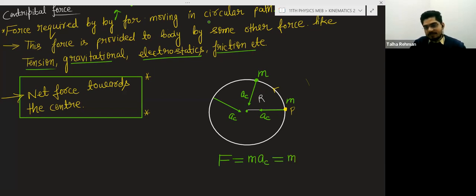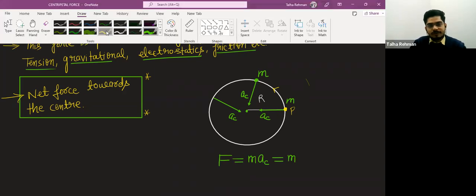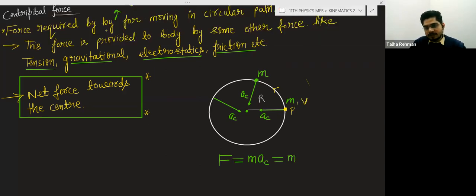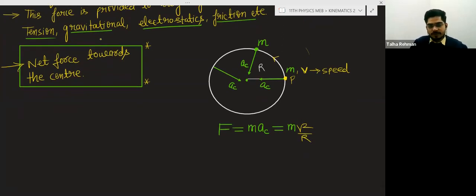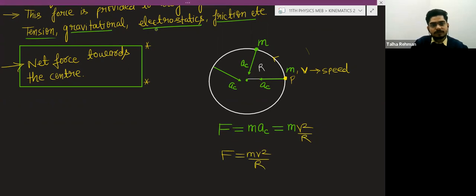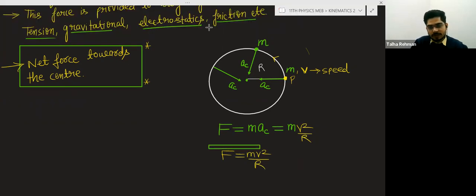And we know that this mass is moving with a constant velocity v. This is not the velocity, this is the speed, or magnitude of the velocity. So I can write AC. What is the formula of AC? v square by r, where r is the radius. So basically, the first formula of centripetal force is mv square by r. This is the first thing that you have to remember. mv square by r.